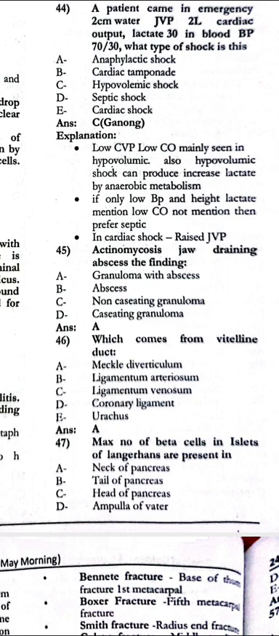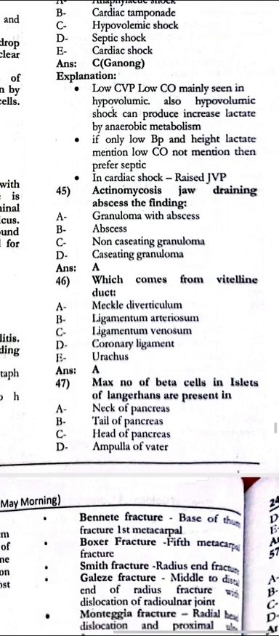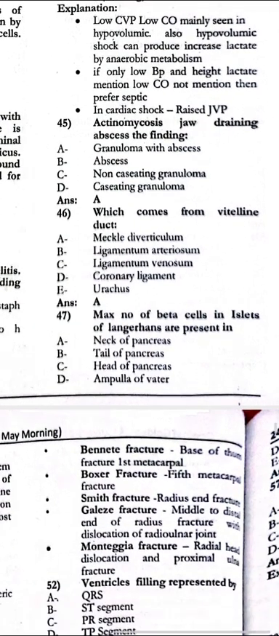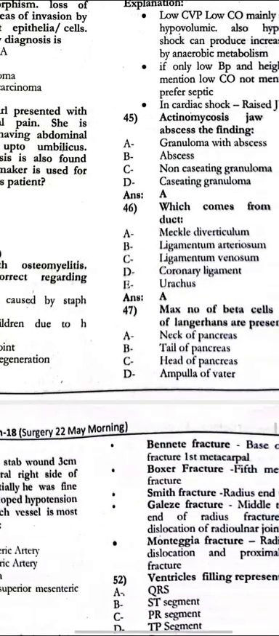Actinomycosis, a jaw draining abscess. The following is a granuloma with abscess, which comes from the vitelline duct, that is the Meckel's diverticulum. The maximum number of beta cells and islets of Langerhans are present in the tail of the pancreas.